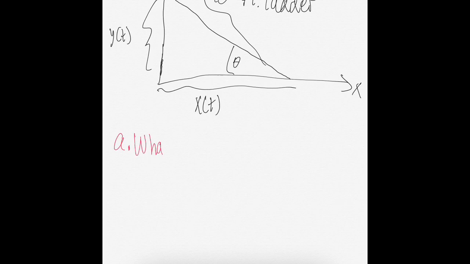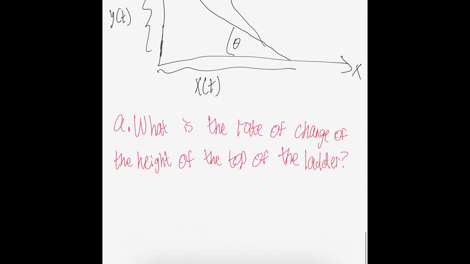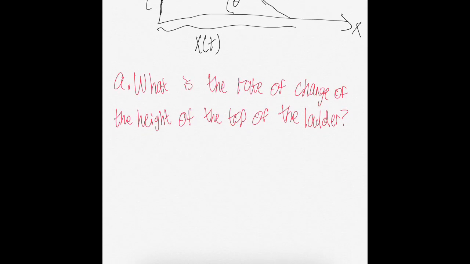Okay. So now let's go ahead and jot down what they're looking for in part A. In part A, we are looking for what is the rate of change of the height of the top of the ladder? Alrighty, what is the rate of change of the height of the top of the ladder?